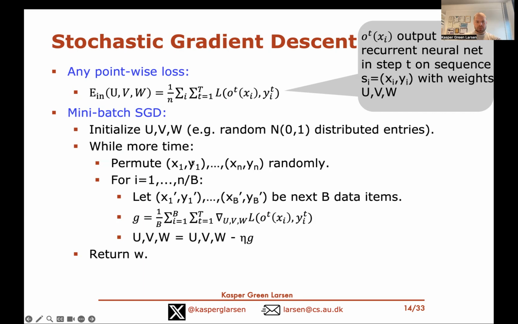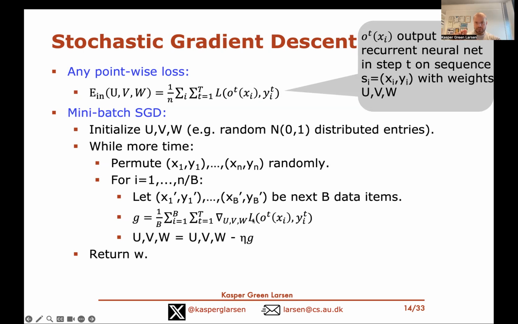Each of these x1, y1 is now a sequence, right? So each of these unfolds into a whole bunch of sequence vectors. Permute them randomly, and run through them in batches of B. So we gather the next B data items and next B sequences. And now we pretend that this is our whole training data, and we compute the gradient of this loss function up here as if only those B items were our training data, with respect to U, V, and W, right?